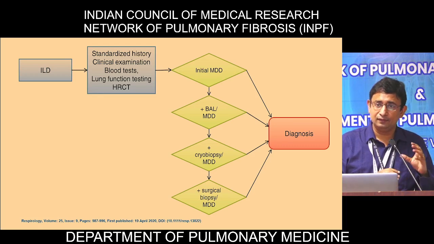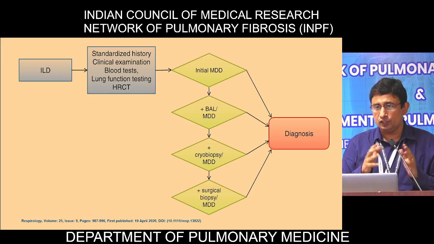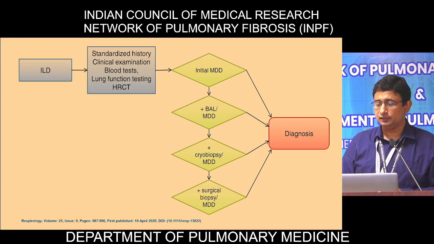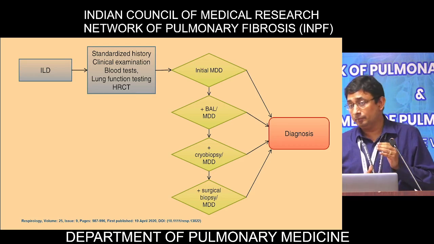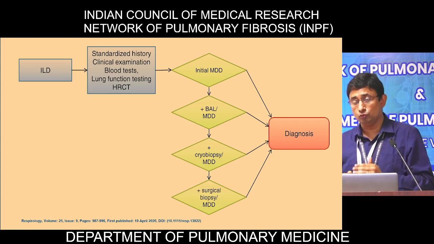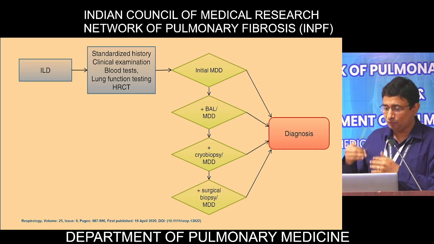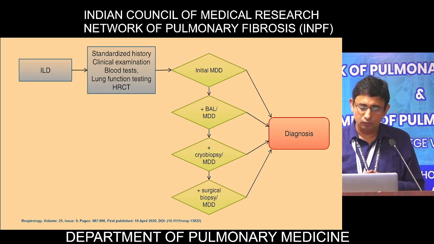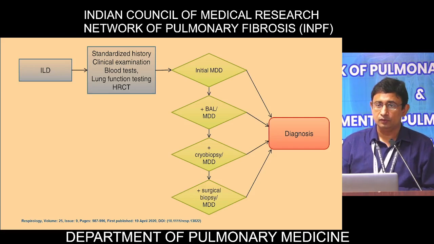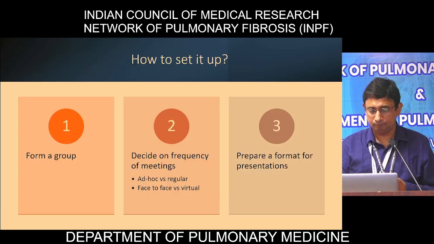captures the fact that MDT can be useful at several points during the diagnosis. After the initial workup of history, examination, initial bloods, pulmonary function, and HRCT, sometimes a patient may go through an MDT, then be suggested to do BAL, then we go back to the MDT, then a biopsy is done, then go back to the MDT before the diagnosis is made. Most patients will require just one discussion in the MDT, and many may require 2, but beyond that could be quite rare.